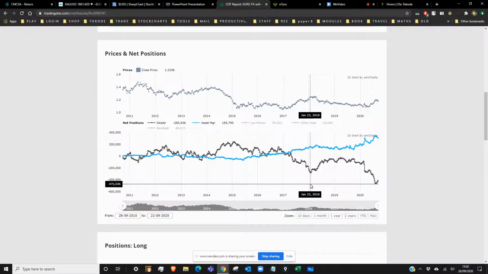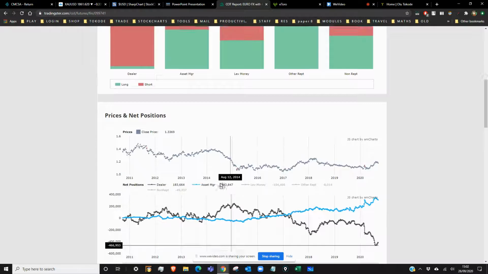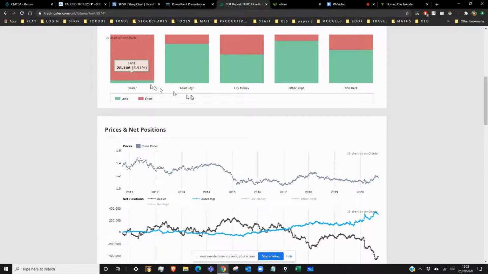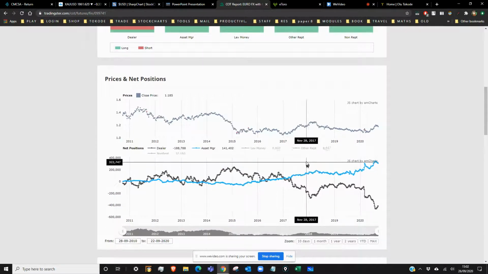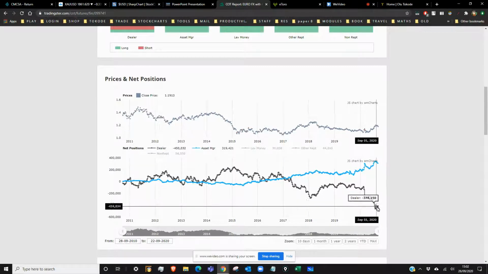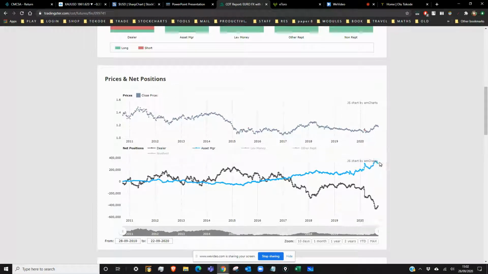So they are extremely short, and asset managers are extremely long. So they have to go short the euro very soon. And it looks like they have begun. You can see that trend is beginning to turn around in both asset managers positioning and the dealers positioning. So that's confluence. I got my confluence.